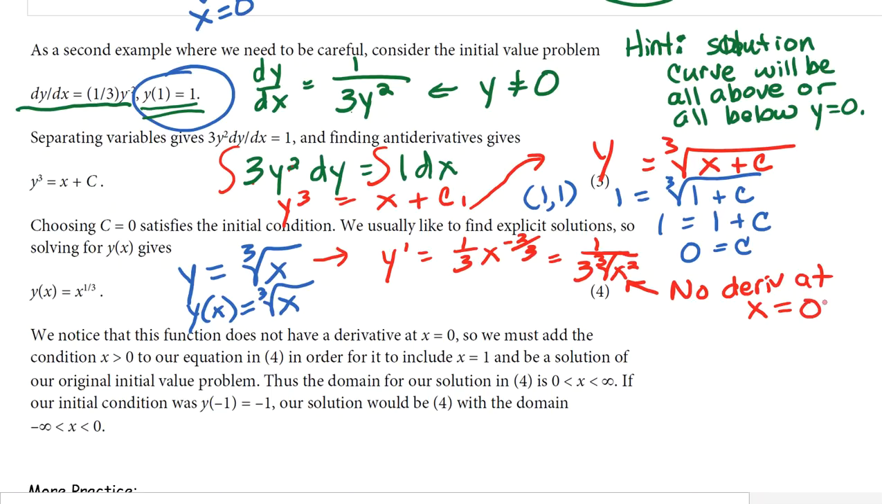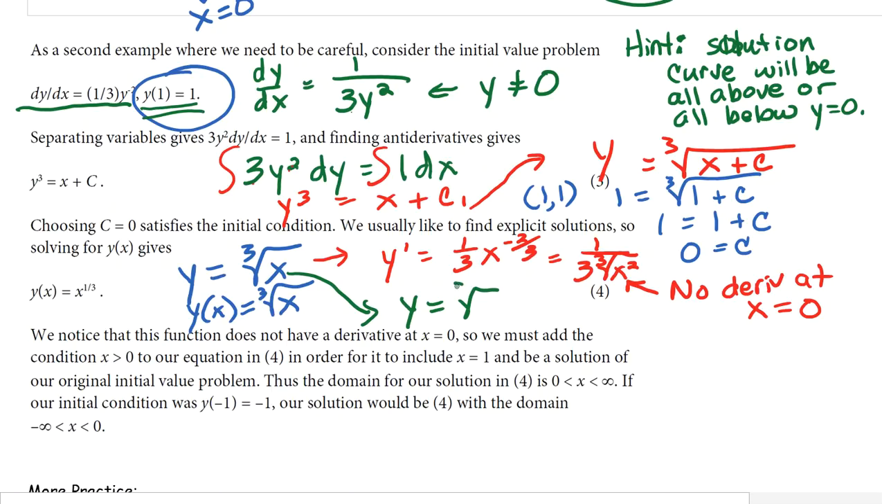So why would that be important? Well, because we would again have a discontinuity. So we want to keep only one side or the other. So we have to keep either x's that are positive or x's that are negative, but we can't cross over our discontinuity. So for this problem, we were almost there.